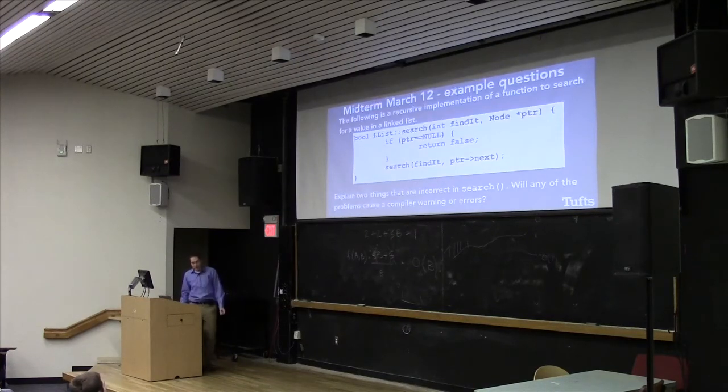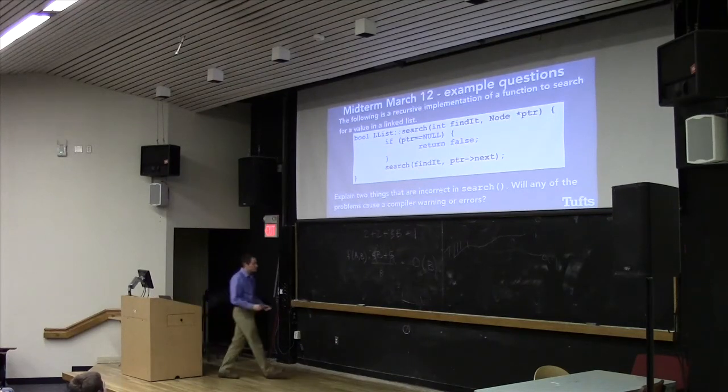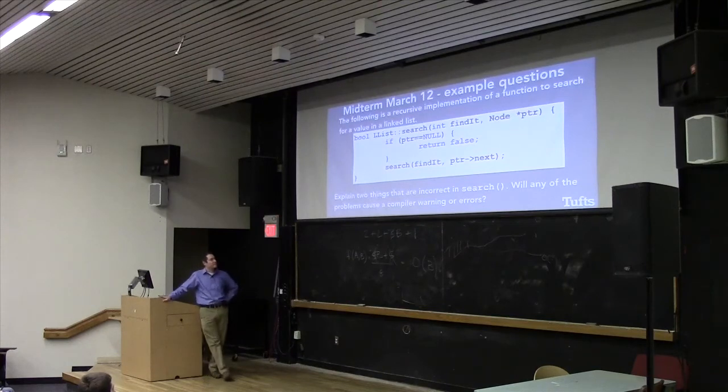All right. Let's look at another example here. This is a recursive implementation of a function to search for a value in a linked list. Returns a Boolean value, et cetera, et cetera. All right. Explain two things that are incorrect about this, because there are a couple things about it. And then, will any of those problems cause a compiler warning or any errors? I want to know that too. Let's think about it for a second. We'll give it a minute or so to think about.